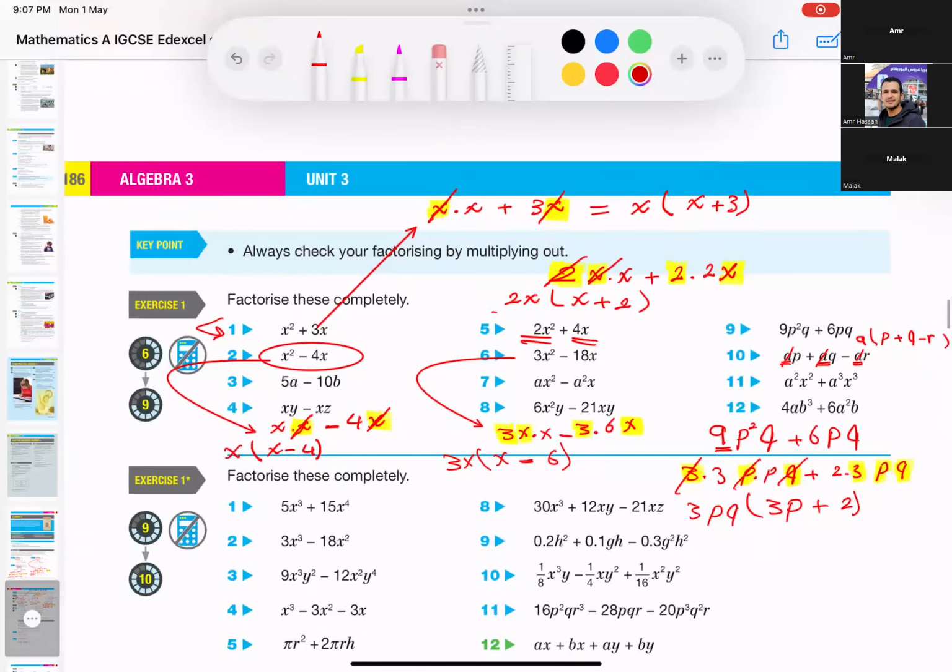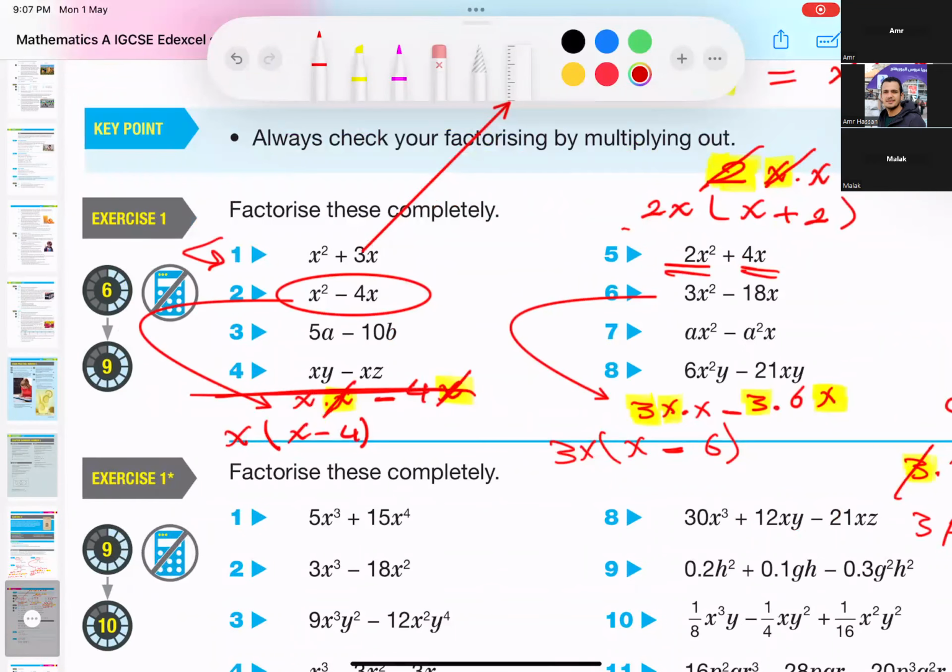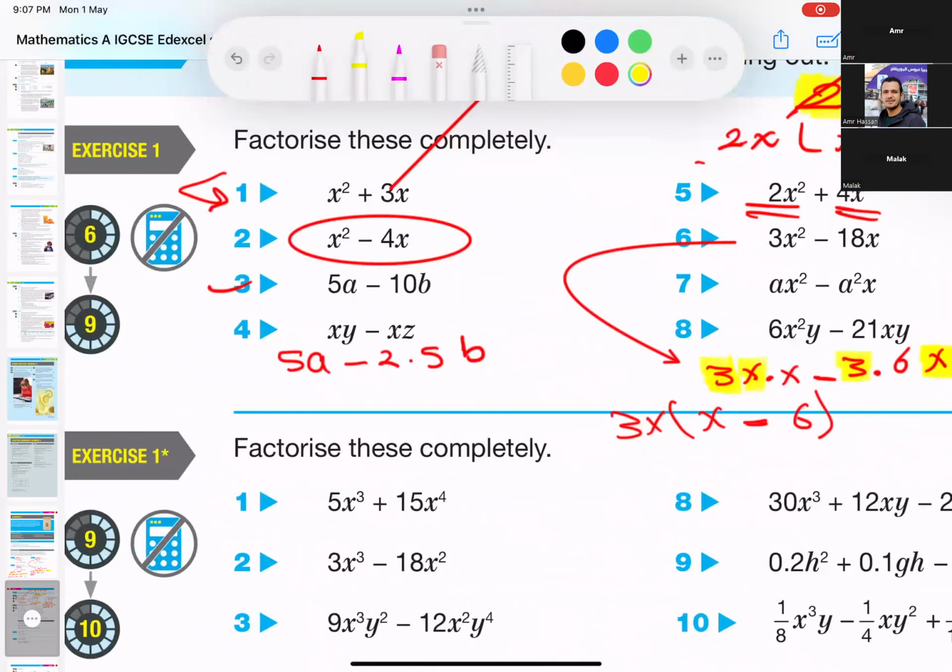So let me try to go over this one. Which one? The x and y? No, I'm talking about 3. We have 5a minus 5 multiplied by 2, and then b. We have no variable in common, so we have just the coefficient. Seems like the highest common factor is 5. So let me try to pick up 5, and then it's cancelled: a minus 2b. Yeah, a minus 2b. Is it clear for you?